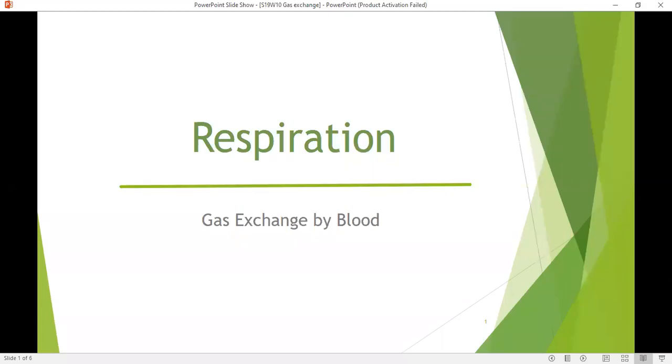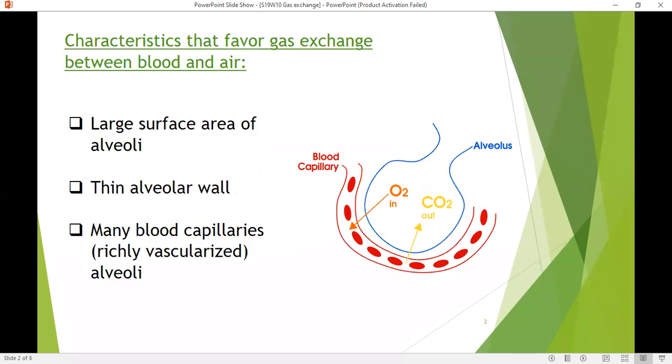Hello, dear students. After we've learned about the transportation of respiratory gases, today we're going to talk about what facilitates this gaseous exchange. Let's talk first about the characteristics that favor the gaseous exchange between blood and air. As we all know from the previous sessions, the alveolus is the site of gaseous exchange in the lungs, okay?